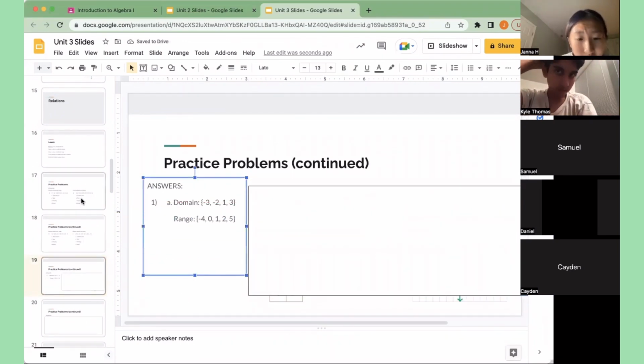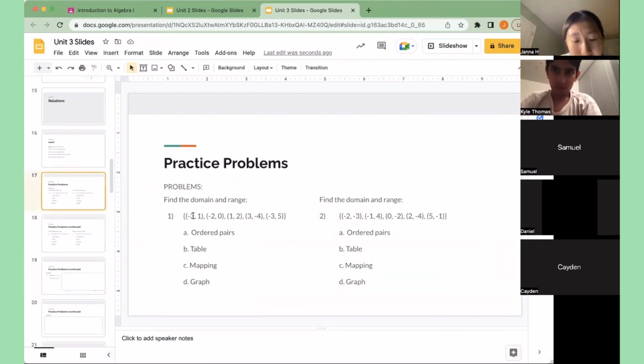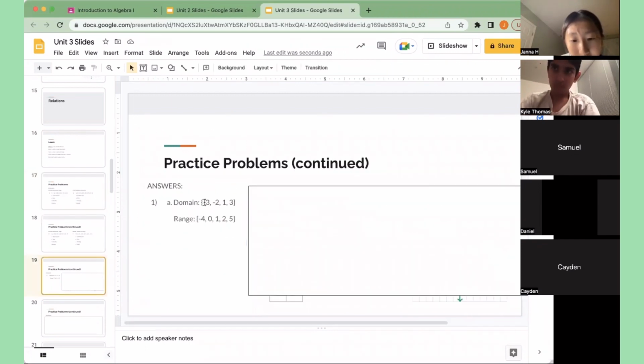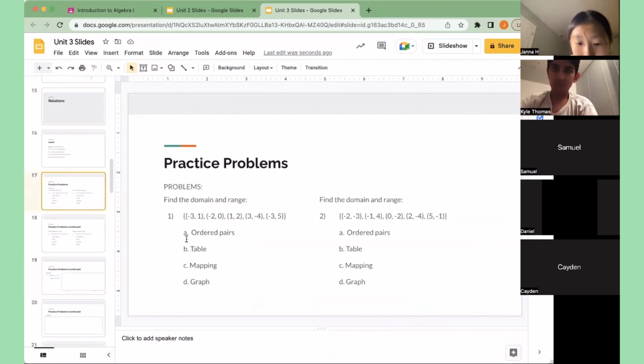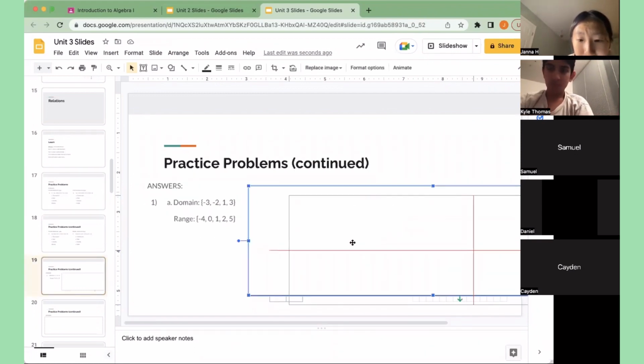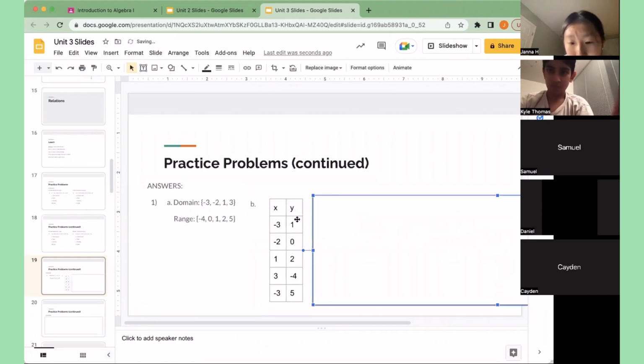Again, domain is the x values. So you just basically take all the x values and put them in a list, again, from least to greatest, and you don't want to repeat any numbers. Okay, and then second, for a table, again, you just put the x and y values together. But here you have to have them match up. So -3, 1 has to be the pair. So it doesn't really matter if you go from least or greatest.